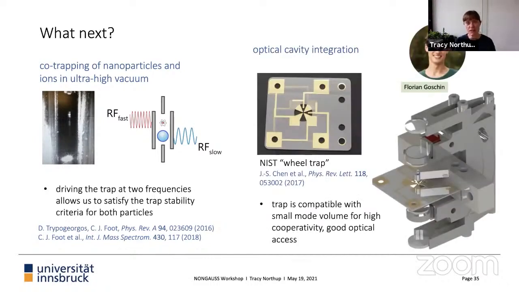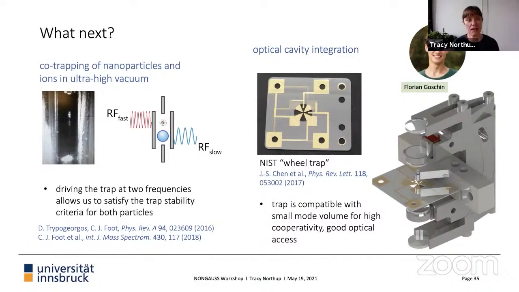Meanwhile, we're also working on optical cavity integration. Florian's picture, I didn't yet get a chance to put at the end, but Florian joined us very recently, and he's working on integrating an optical cavity with a so-called wheel trap. This is a linear Paul trap that was developed at NIST in Boulder, and that we've adapted for use in one of our other experiments. We like this trap also for optomechanics because it's very compatible with a small mode volume and good optical access.